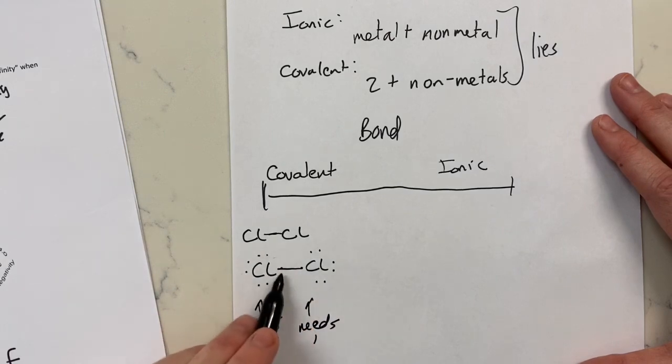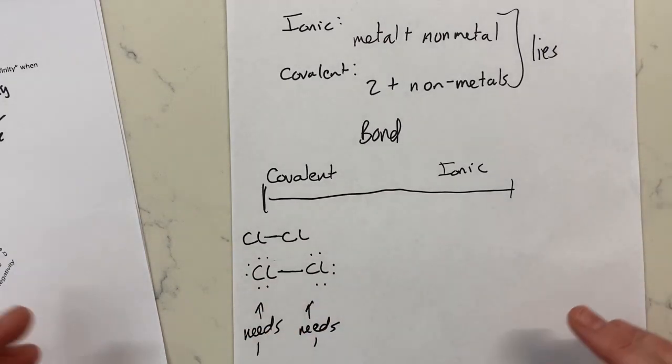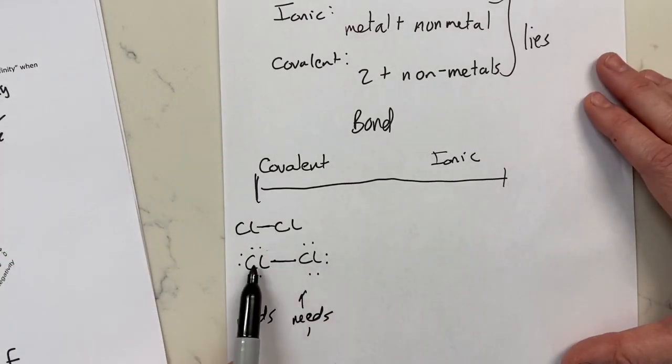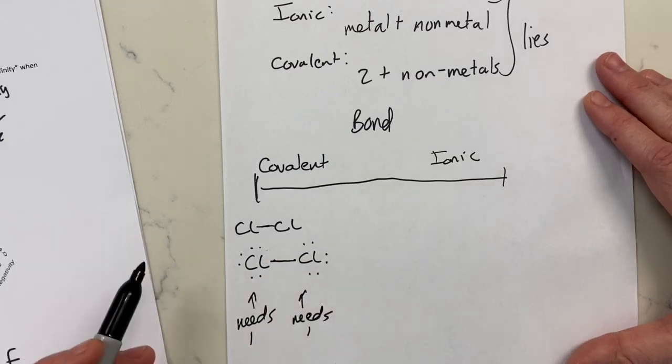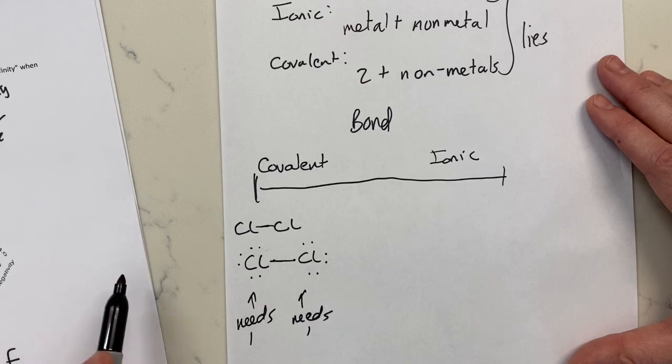So now this one feels it's got its own electron, and then it feels like it's taking this one sometimes. And the same thing with this chlorine, it's got this one, and then it feels like it's taking this one sometimes. And again, the ultimate goal is to have 8, so they're relatively happy. Now, they're equally sharing this because they're both the same thing. So this one's pulling this way, this one's pulling this way. It's like a tug-of-war game between 2 equally sized and equally strong people.